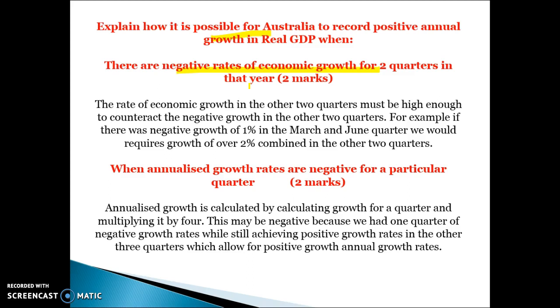And when annualised growth rates are negative for a particular quarter, how do we still get annual growth rates that are positive? Well, annualised growth rate is calculated by calculating growth for a quarter and multiplying it by 4. This may be negative because we had 1 quarter of negative growth rates while still achieving positive growth rates in the other 3 quarters, which allow for positive annual growth rates. So the annualised growth rate may be negative because growth was negative for a quarter, then we multiplied by 4. When we look at the year as a whole, production increased over that yearly period, despite the fact we had 1 negative quarter.